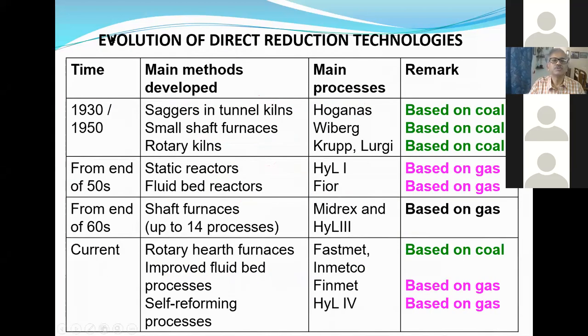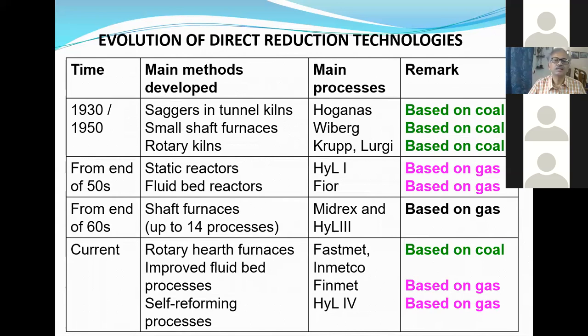Now, if you see the evolution of different direct reduction technologies with time, initially it was the saggars in the tunnel kiln. A saggar is basically a cylindrical refractory where you put the iron ore and coal mixture, and then you put it in a kiln. A tunnel kiln means you have a long kiln, and boxes filled with saggars move in that tunnel.